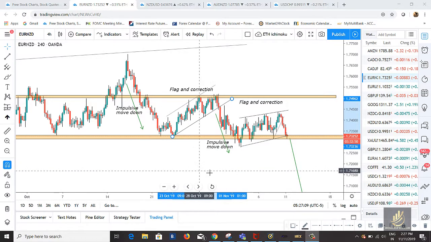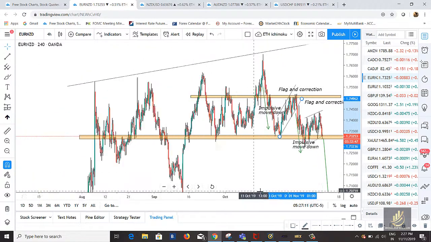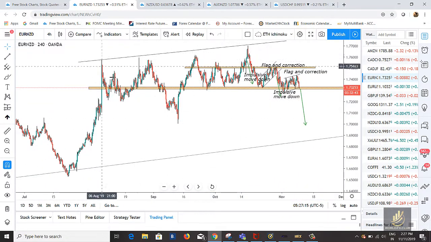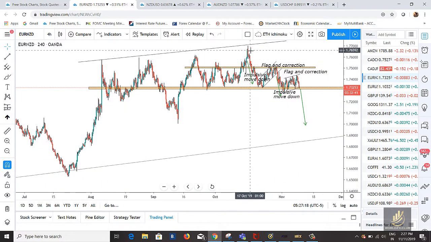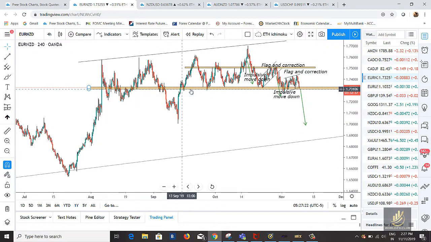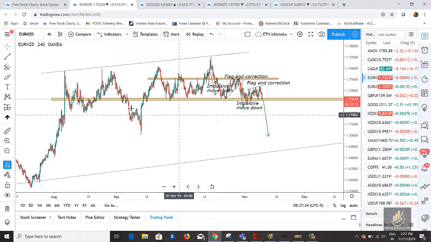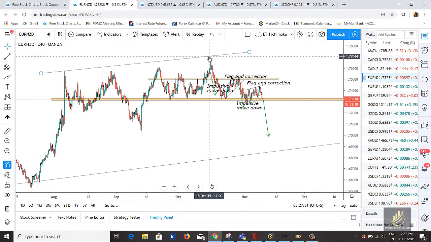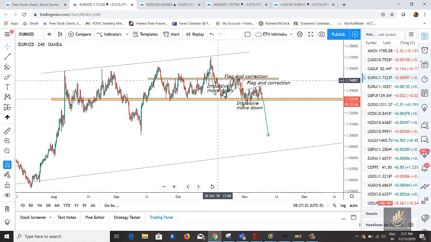So what I've analyzed is, if you take a look at a bigger picture, price is consolidating, and now after some consolidation, we have a great and strong support area here at this rectangle, and then we have upper resistance here. So what happened is, when price starts to reject, there's an impulsive move down.